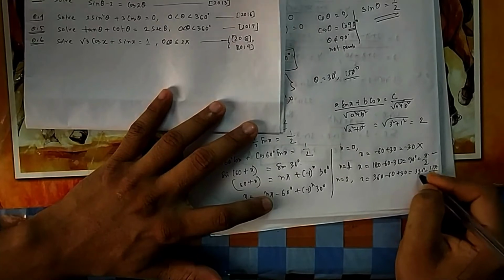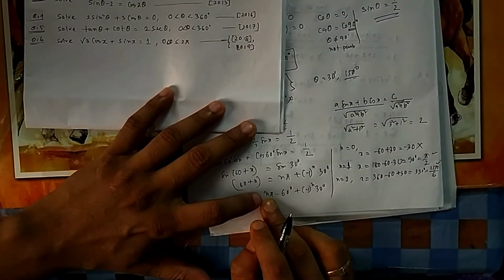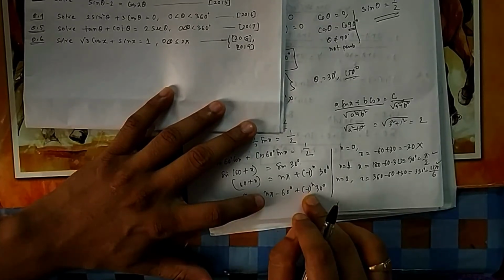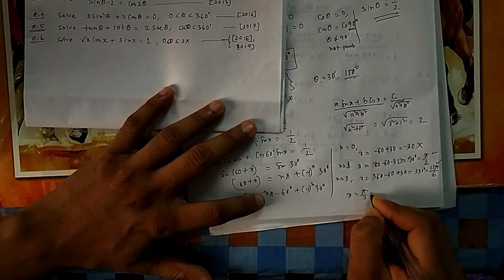Pi by 6 is 30, 11 into 30. So this one can also be an answer. You cannot go beyond that. If you go to n equal to 3, then it is 540. So 540 will cross your 2 pi limit. So your answer is x equal to pi by 2, 11 pi by 6.